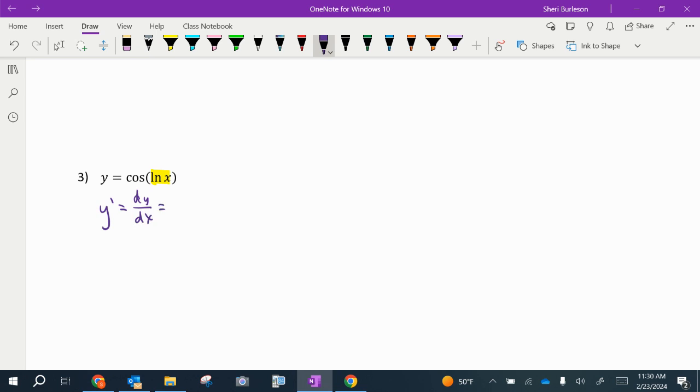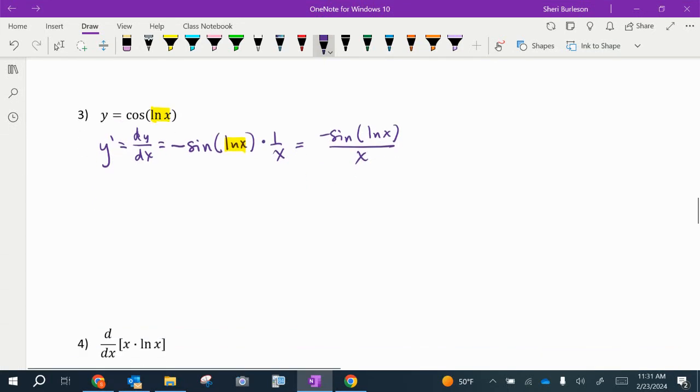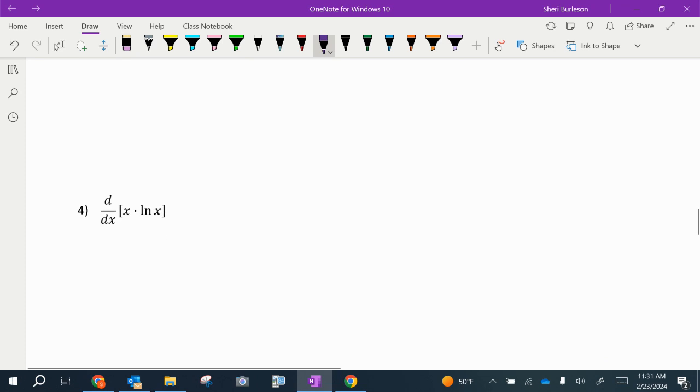So the derivative of the outer function, the derivative of cosine, is negative sine of ln of x. My inner function is still my inner function. And then I'm going to multiply by the derivative of natural log of x, which is 1 over x. So when I write this, negative sine of ln of x over x would be my derivative. So I'm still just following the chain rule, and I'm just using this new derivative that we've learned, the derivative of the natural log of x.